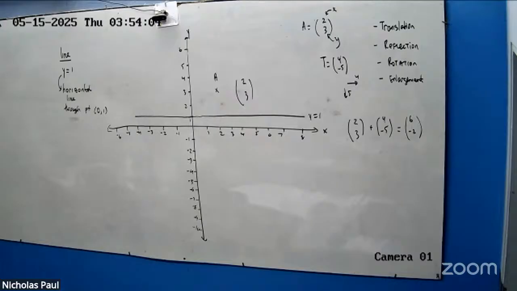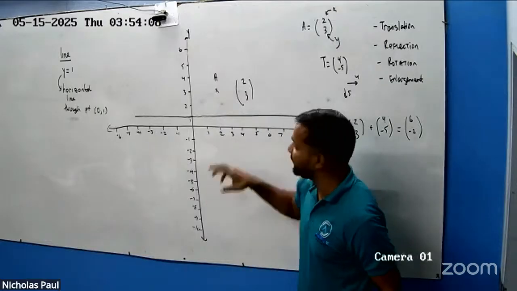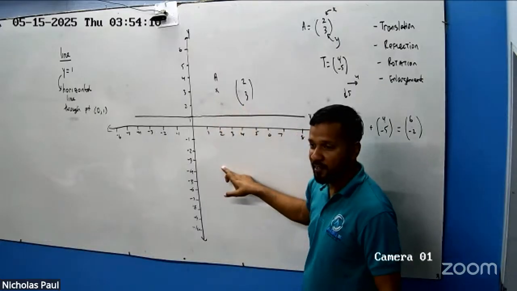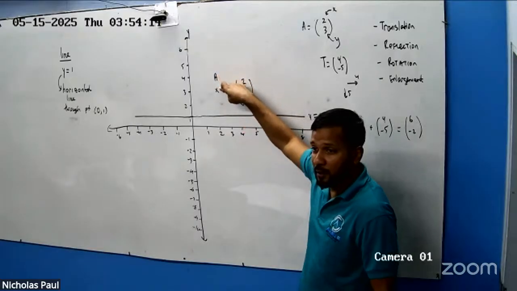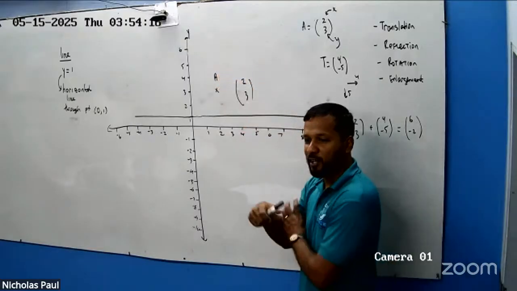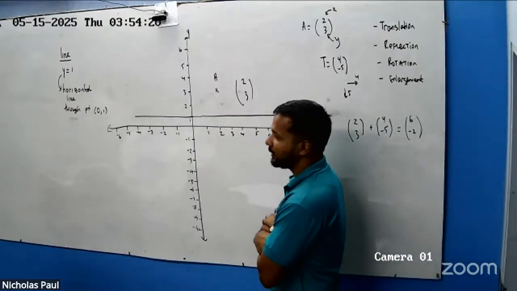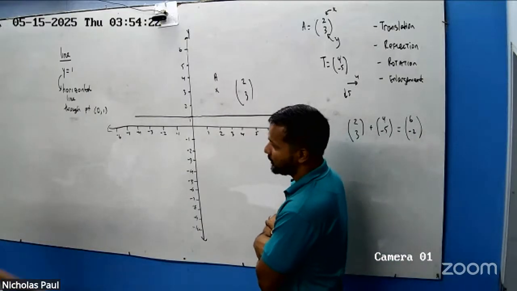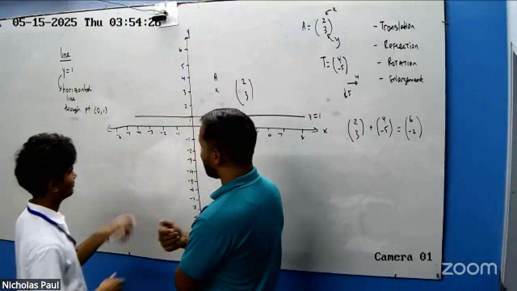Right? So what we learn about an object and an image is that they must be the same distance away from the mirror line. This is our mirror line, this is our object. So he's going to try to draw the image at the exact point.